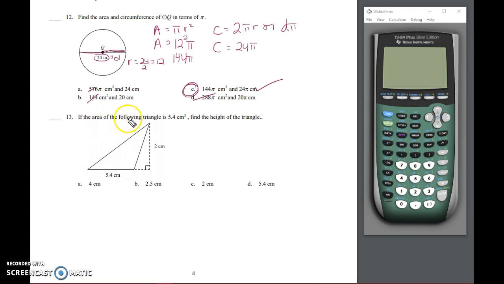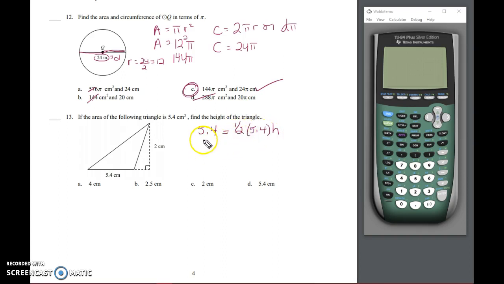Okay, if the area of the following triangle is 5.4 centimeters, what's the height of the triangle? No, this is not a trick question. It wasn't supposed to be there. You're supposed to work it out. 5.4 is equal to 1/2 base times height. Okay, it's not supposed to be a trick question. Let me know if you know what I'm talking about, because it should be obvious.